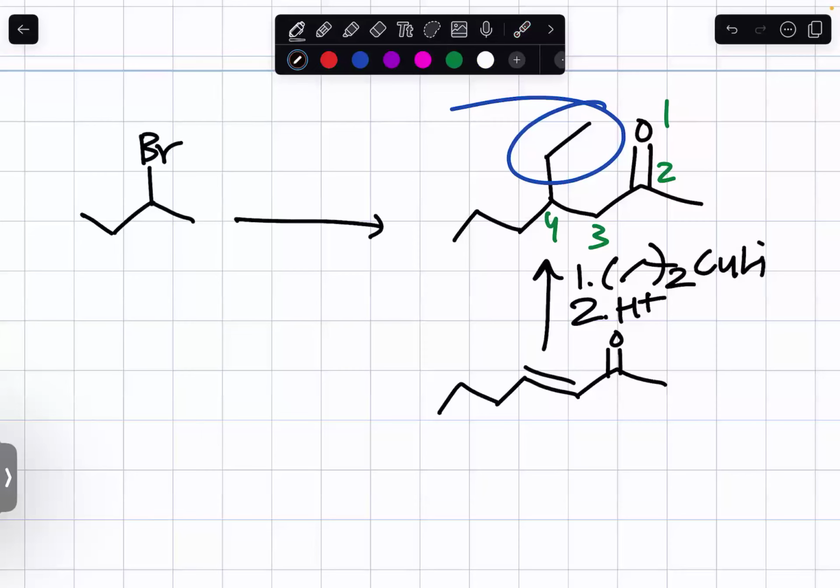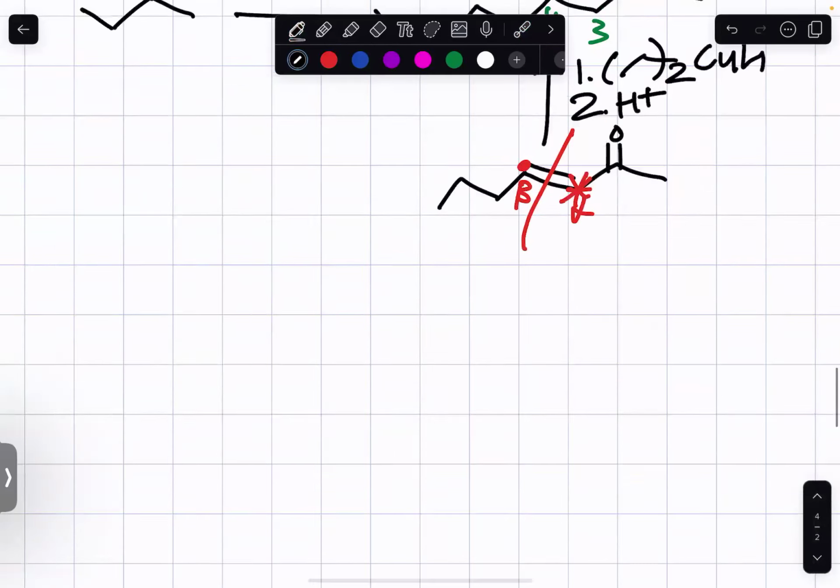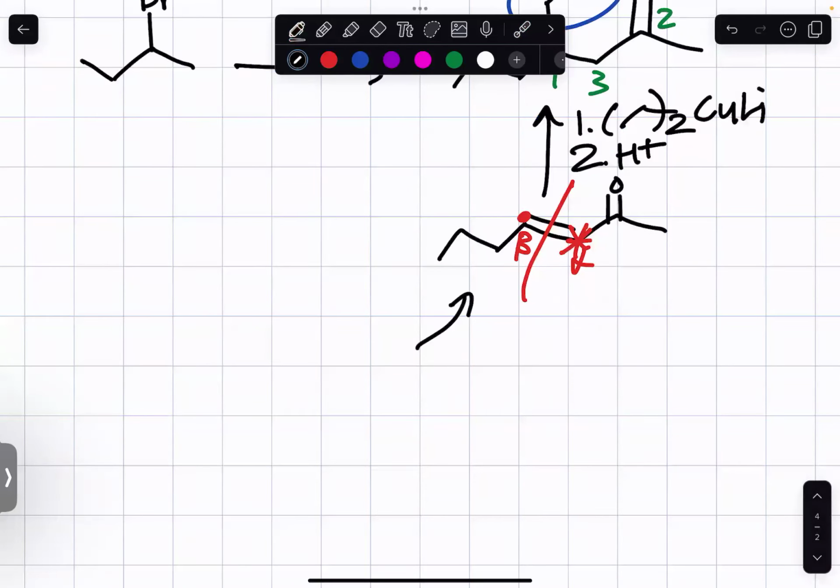So if that's the case, we're gonna make that cut between the alpha and beta carbons. What is the nucleophile here and what is the electrophile here? The alpha position is the nucleophile, and the beta carbon is the electrophile. Right.